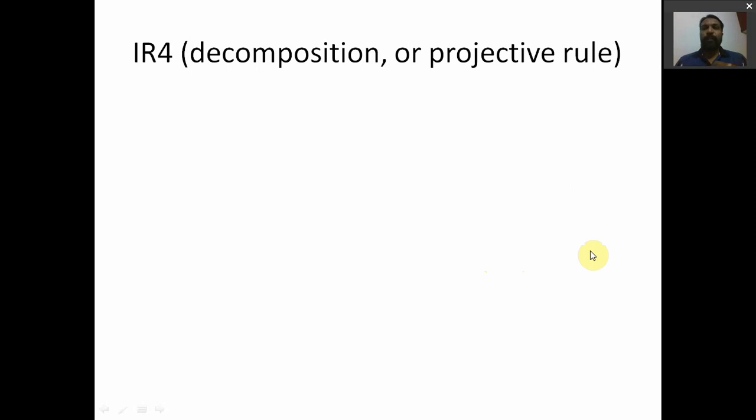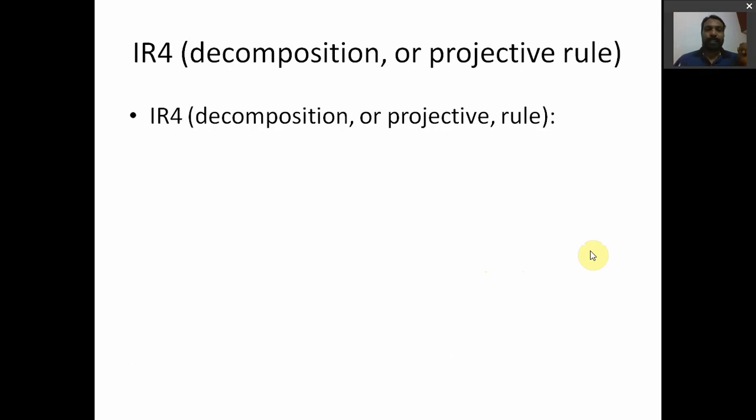Then we have three more inference rules. Next is IR4. It is also known as the decomposition or projective rule. It states that if there is a functional dependency x to y z, this implies that x to y will also hold. It means that if there is a functional dependency x to y z, then x to y also holds, and x to z also holds.